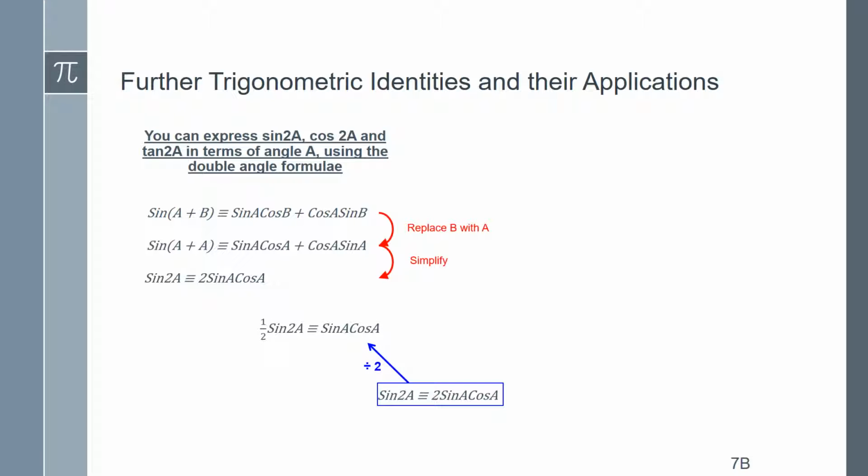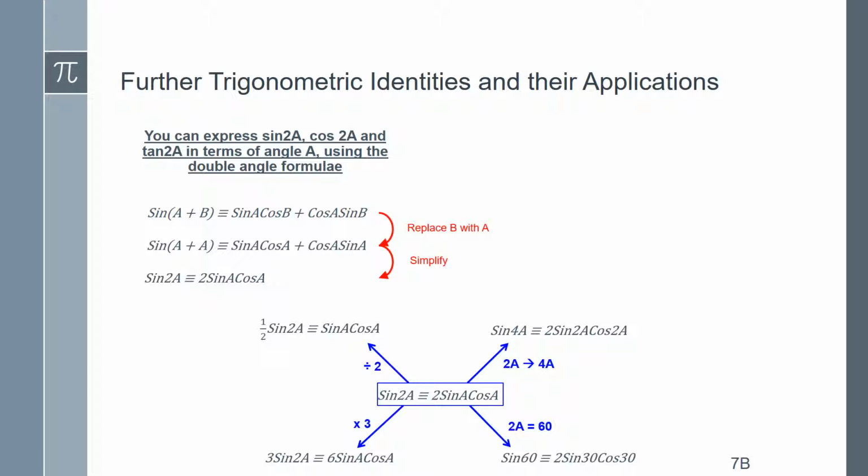So if we divide by 2, a half sine 2A is sine A cos A. If we double the angle, 2A to 4A, then we get sine 4A is 2 sine 2A cos 2A. If we times everything by 3, 3 sine 2A is 6 sine A cos A. And if 2A is 60 degrees, then sine 60 is 2 sine 30 cos 30.